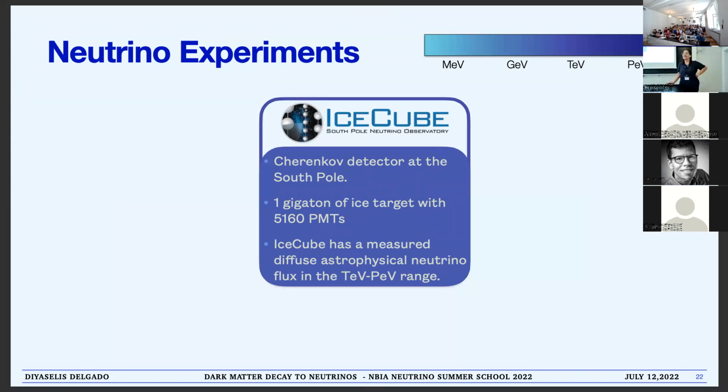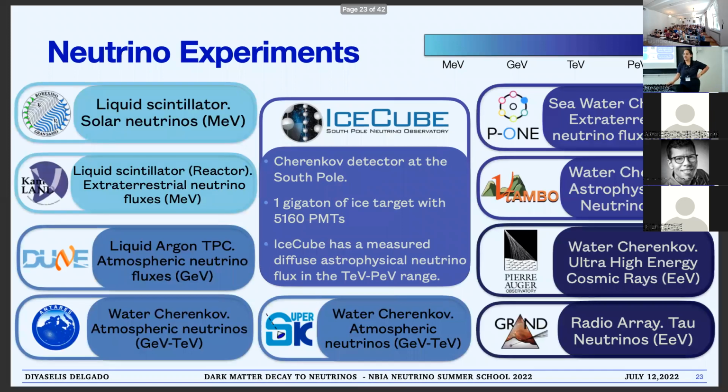IceCube is an ice Cherenkov detector. But the most important thing that I want to focus on is that it has already measured a diffuse astrophysical neutrino flux in the TeV-PeV range. So I've made this kind of nice energy scale to guide you along, because there are a lot of experiments, as we saw on the flux plot, that can help us deal with this. So I'm going to mention a few.